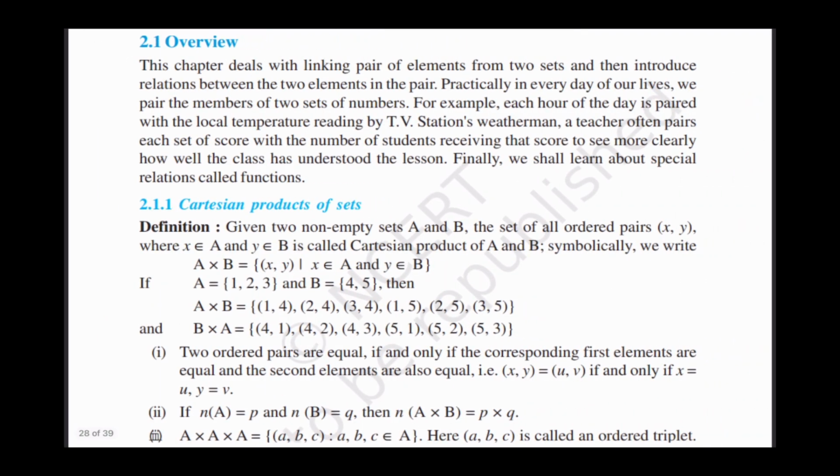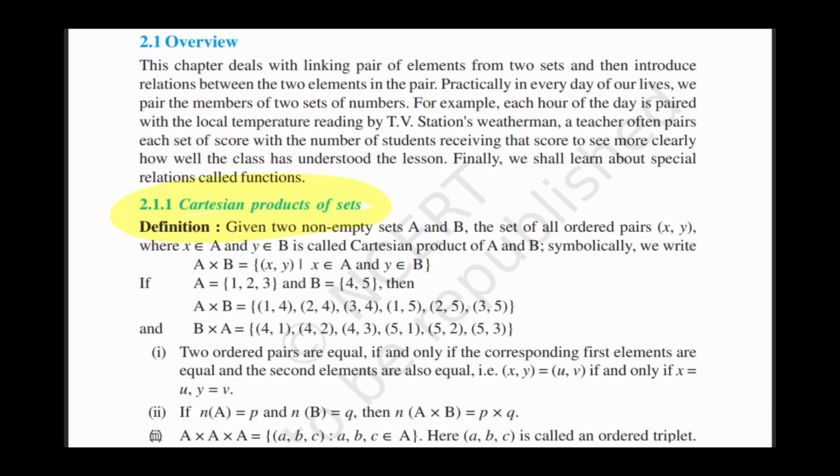So first, the chapter we read previously was about sets. We learned what a set is, different types of sets, and the different operations we can perform: union, intersection, and subtraction of sets. Apart from that, now we're learning what the Cartesian product of sets is.